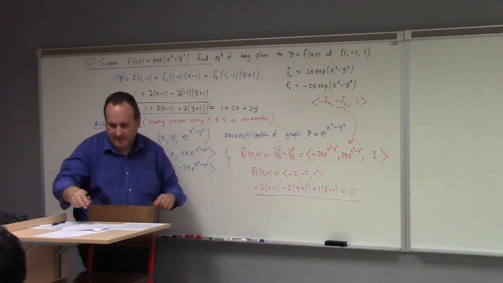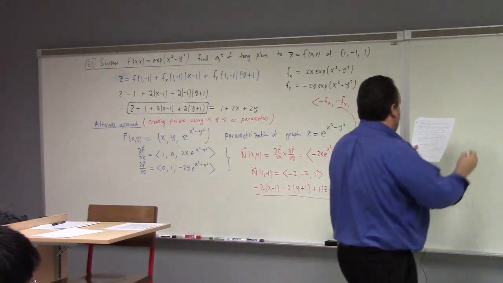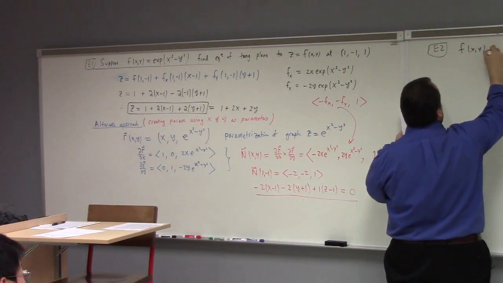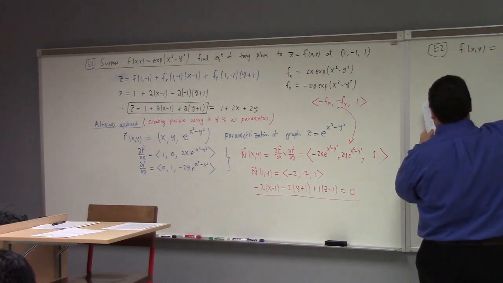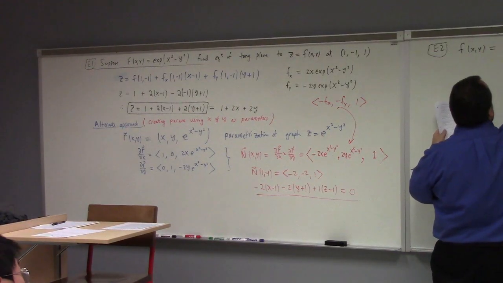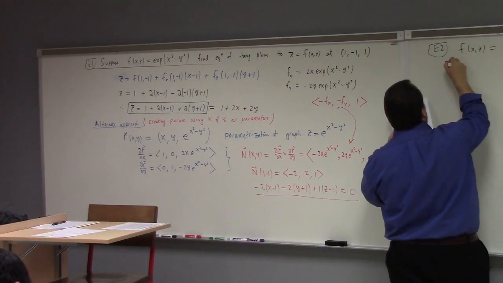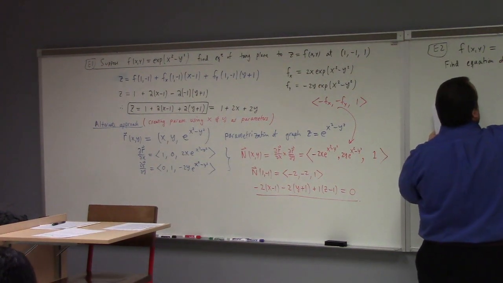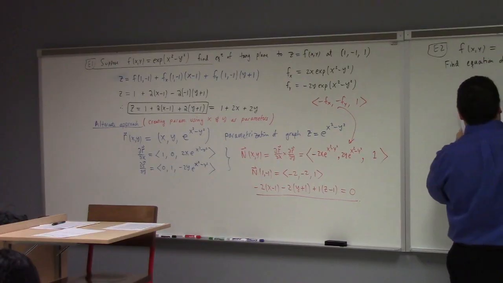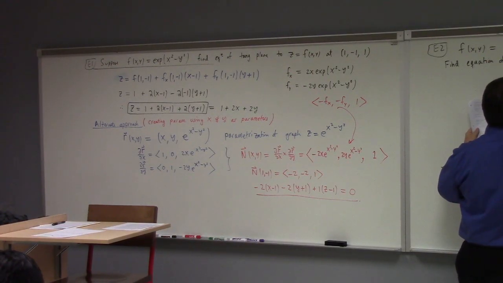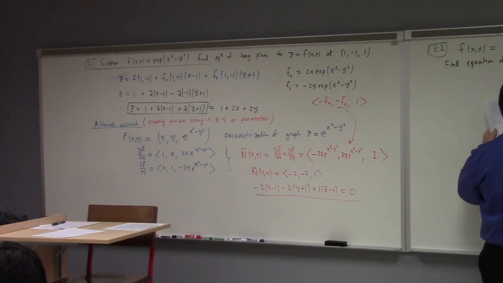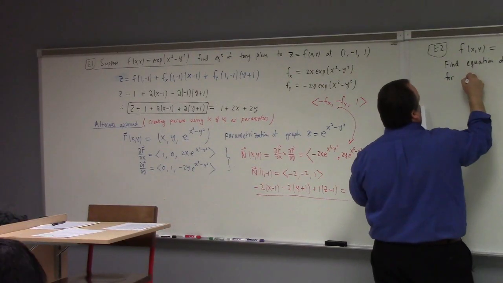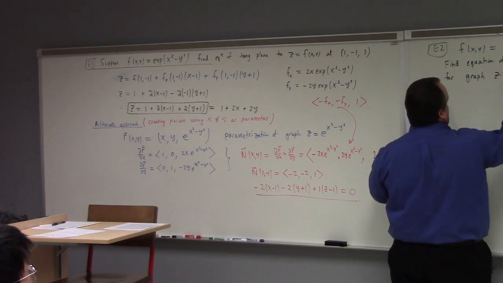One other example here, and then we'll move on. Example 2. Suppose we have f(x, y) equal to 4x^2 - y^2 + 2y. And I want to find the equation of the tangent plane at x equals -1 and y equals 2, for the graph z equals f(x, y).